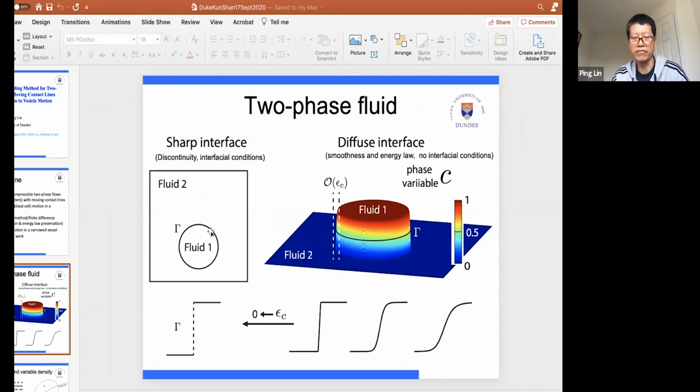That means you allow the mixing of these two fluids, but only in very narrow areas near the interface. So you allow the solution to be smooth, changing from fluid 1 to fluid 2, by introducing an order parameter, which we sometimes call the phase variable C. C equal to 1 stands for one fluid, and C equal to 0 stands for the other fluid. Then in this very narrow region, C changes smoothly from 0 to 1. So the solution is going to be continuous, although you have a rapid change near the interface. That's called the diffuse interface model, and it allows certain mixing in this narrow area around the interface.